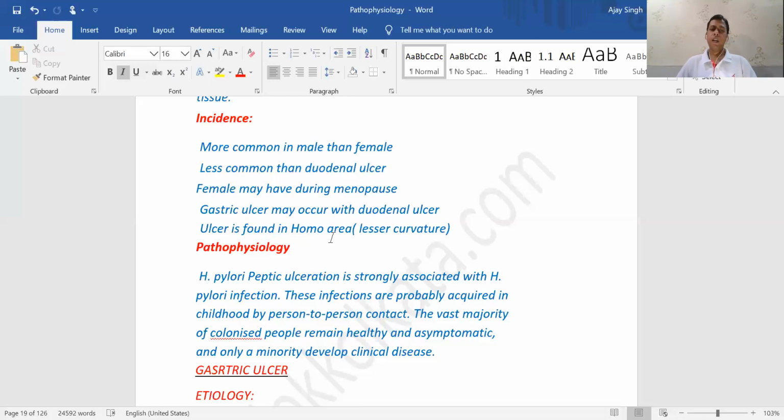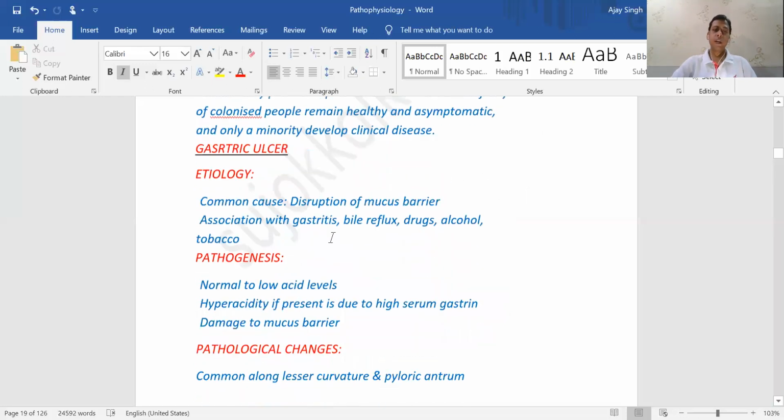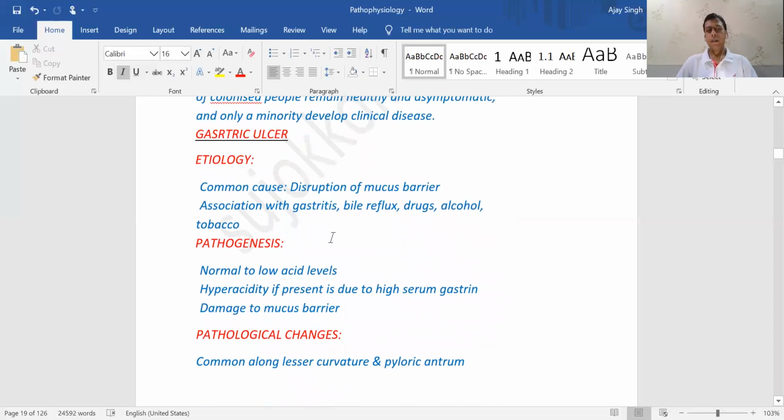Another cause can be excessive acid secretion, because this excessive acid secretion can damage the mucosal layer. So excessive acid secretion is also very bad for this ulcer disease. Let's discuss first about gastric ulcer, and then we will discuss duodenal ulcer.